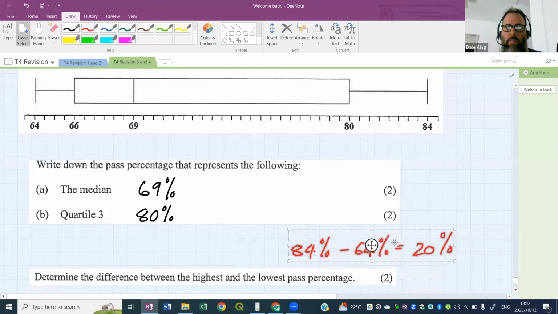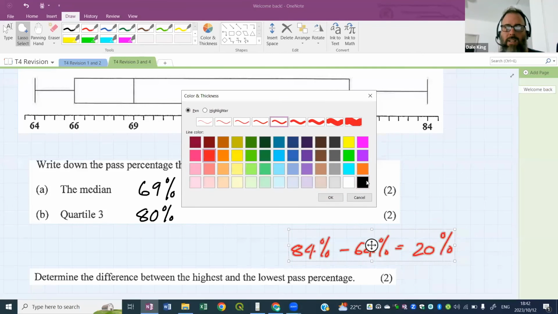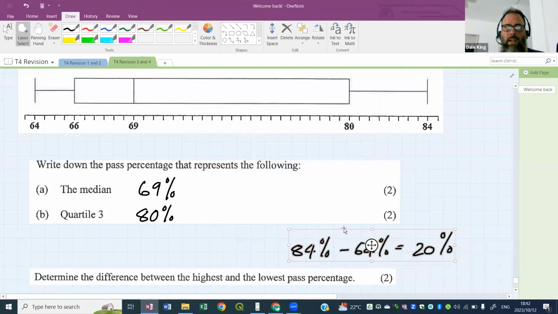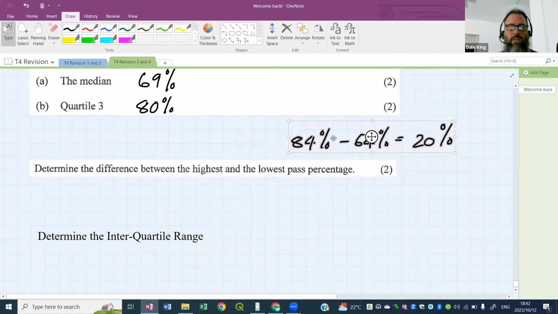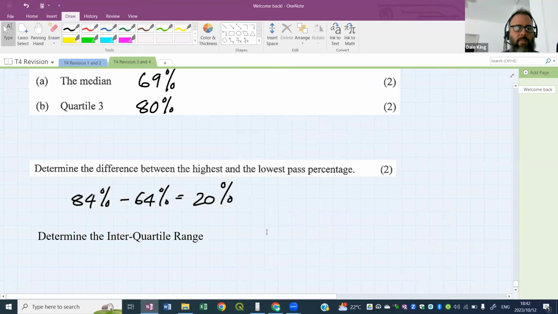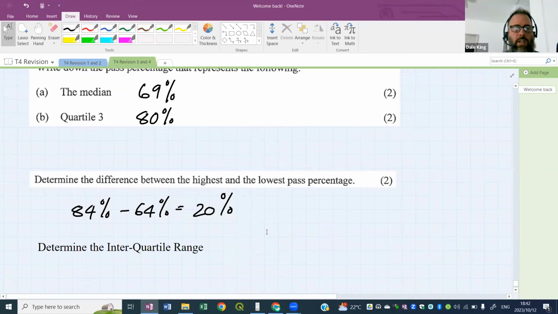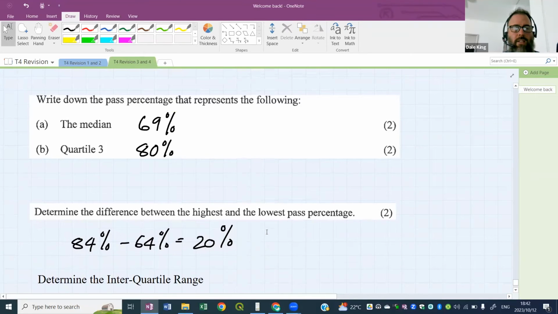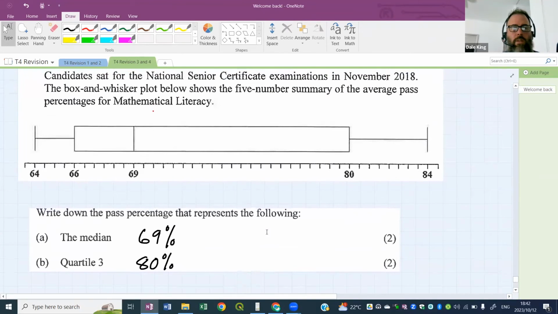So even though this topic might seem strange to you, if you understand it, it actually is very easy. There's a lot of free marks here, a lot of good marks here. Oh, what's this next question? Determine the interquartile range. An abbreviation is the IQR. They sometimes say IQR.